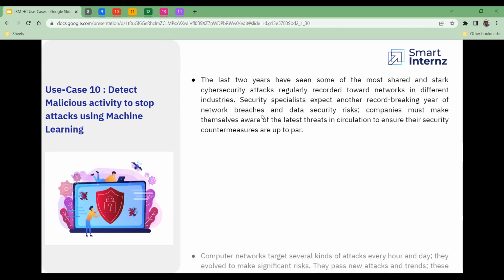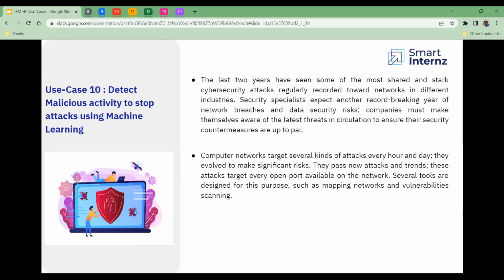So let's see what type of malicious activities there are. Computer networks are targeted by several kinds of attacks every hour and every day. They evolve to make significant risks. They pass new attacks and trends. Let's suppose you have created one firewall system for you, but the people behind malicious activity break that firewall or get past it too. So there are new trends in attacks also.